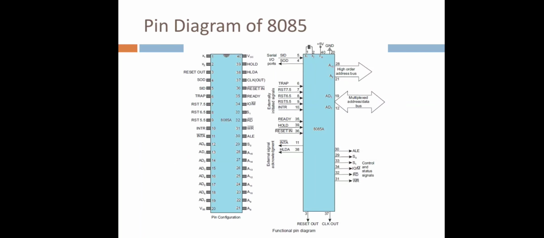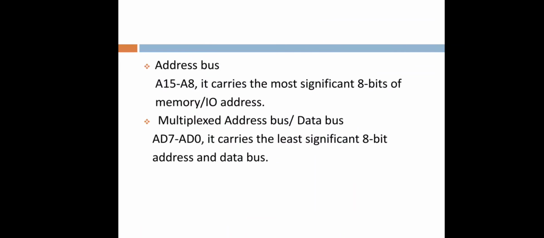Now we discuss the pin diagram of 8085. The 8085 microprocessor consists of a total of 40 pins as shown in the figure. Okay, so now we will discuss the pins one by one. First of all, the address bus. A15 to A8 carry the most significant 8 bits of the memory IO address, and AD7 to AD0 are the lower order address bus and data bus, which are multiplexed with each other.